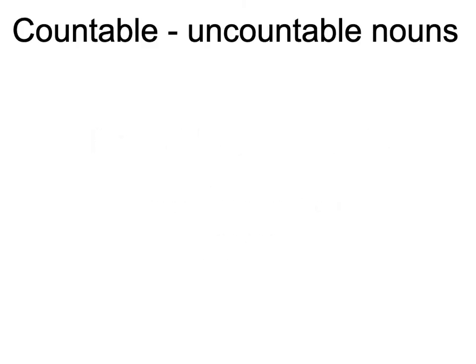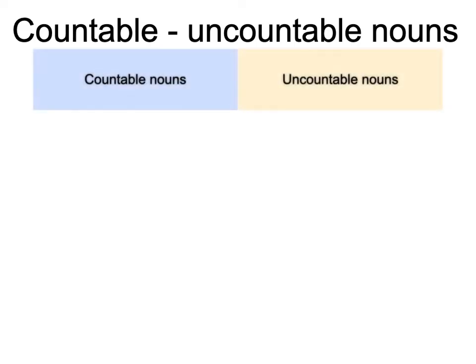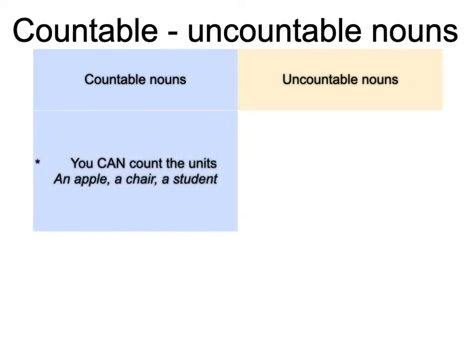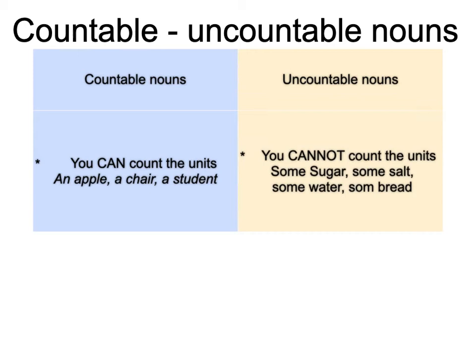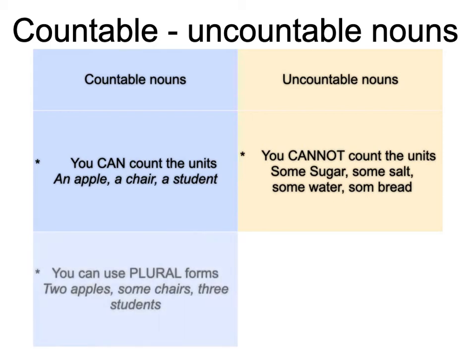First, let's begin with what you think a countable noun is and what an uncountable noun is. As we have agreed in class, countable nouns are those nouns that you can count the units of. An apple, a chair, a student, whereas uncountable nouns cannot be counted by the units. Some sugar, some salt, some water, some bread, they are usually substances.